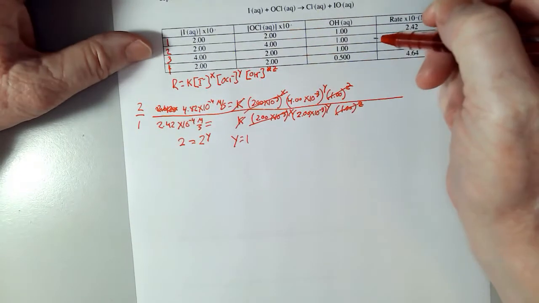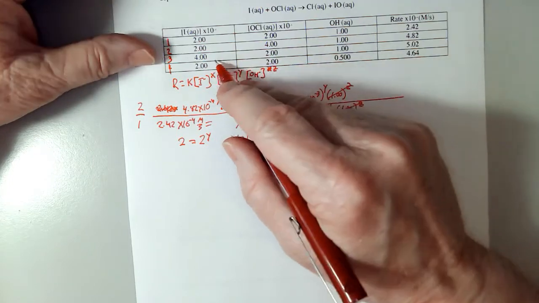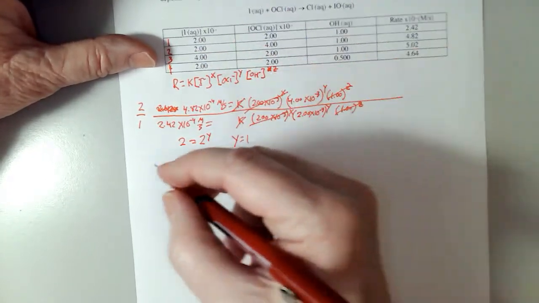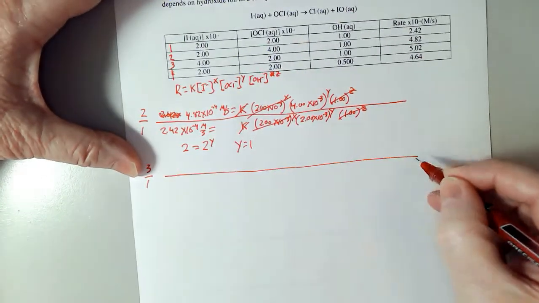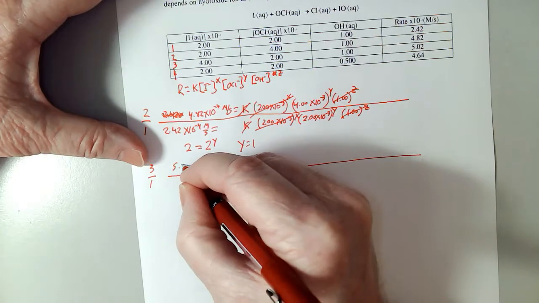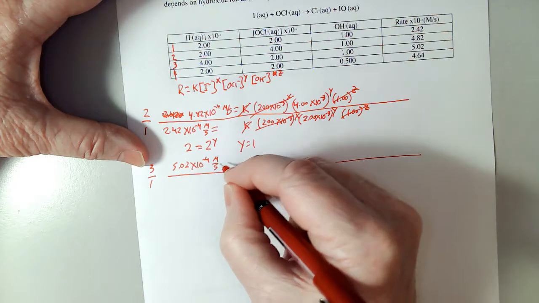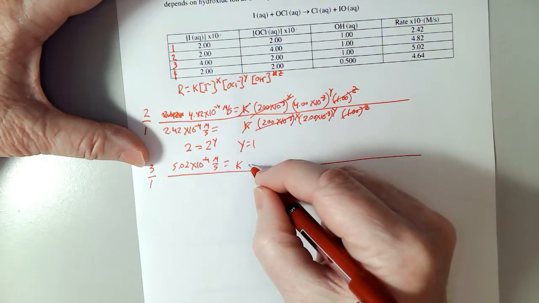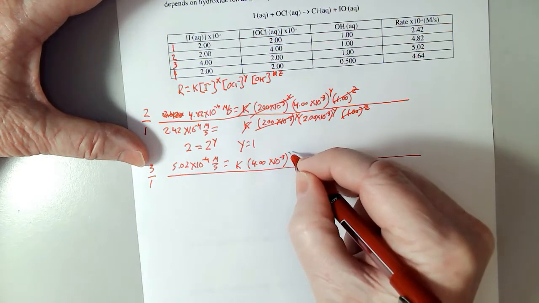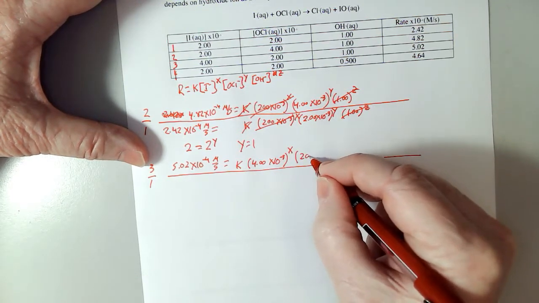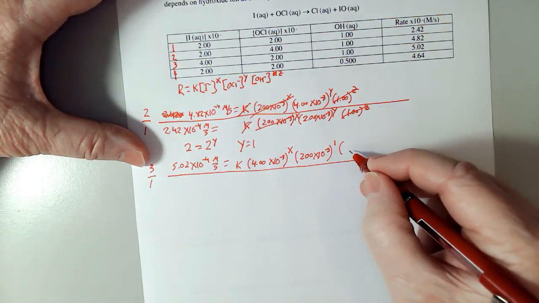I can try and find X and Z. This time, I'm noticing a change in the I minus concentration. So I'm going to compare numbers 3 and 1, not 2 and 3. Then I'd have two things changing, which would be a little more challenging algebraically. 5.02 times 10 to the negative 4th molar per second equals K times 4.00 times 10 to the negative 3rd, that's going to be raised to the X, times 2.00 times 10 to the negative 3rd, which is raised to the first. I already determined that.